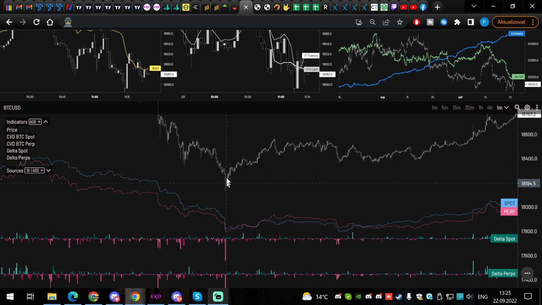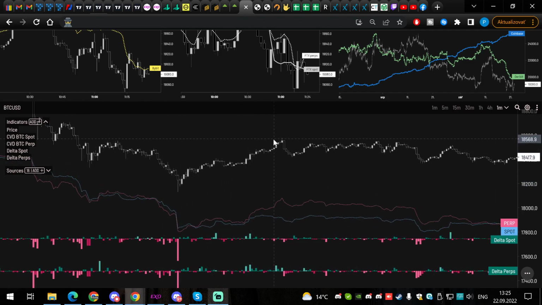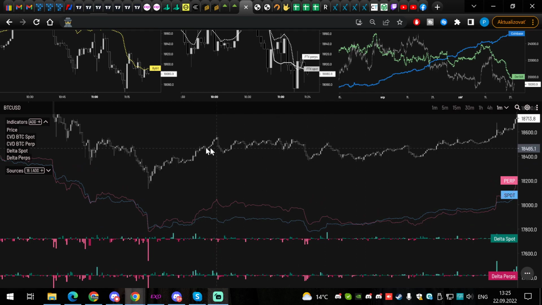Let's start here. So we created a swing failure pattern here. If you zoom in, we are starting to create the first market structure change. You took out this high, so you are trying to change the 1 minute market structure. Now we are going sideways, but the accumulation is happening. Look what is happening. On the spot market, the delta is already the same as at the lows, but price is definitely not on the low.